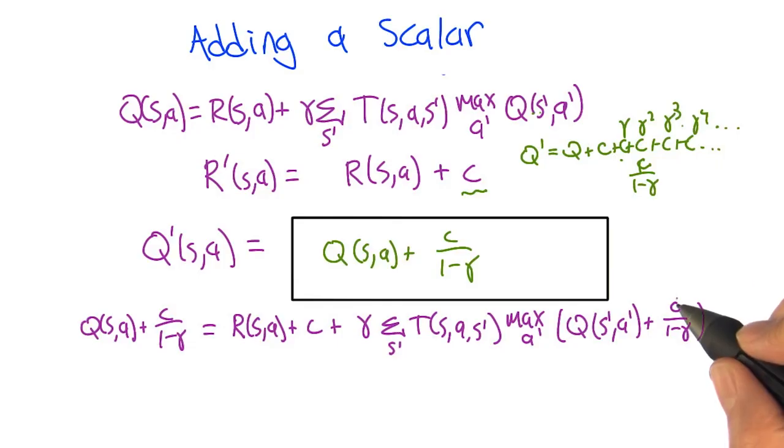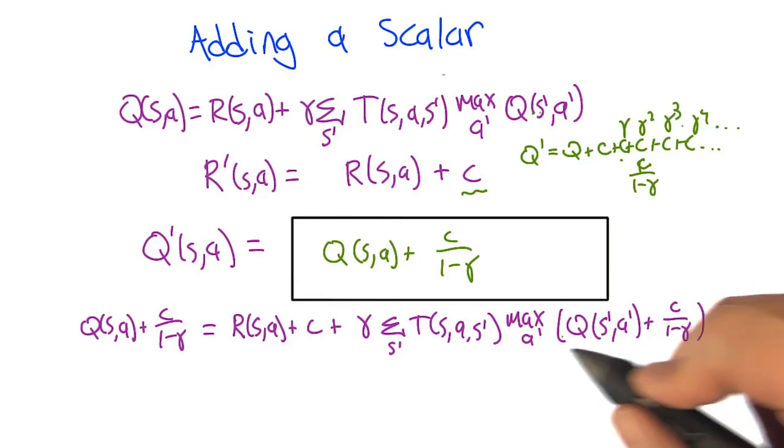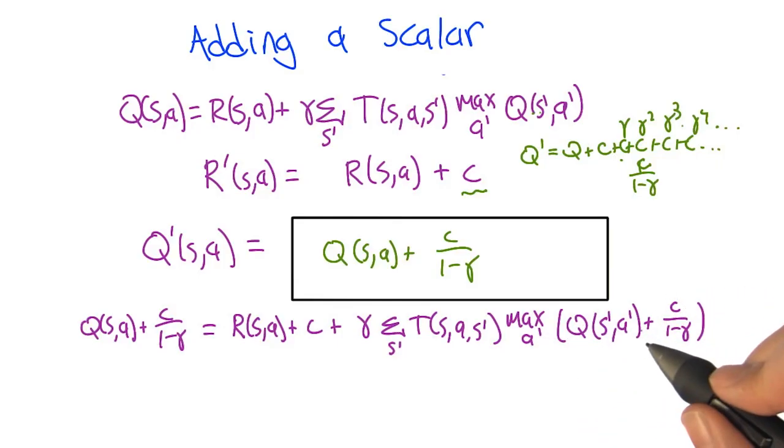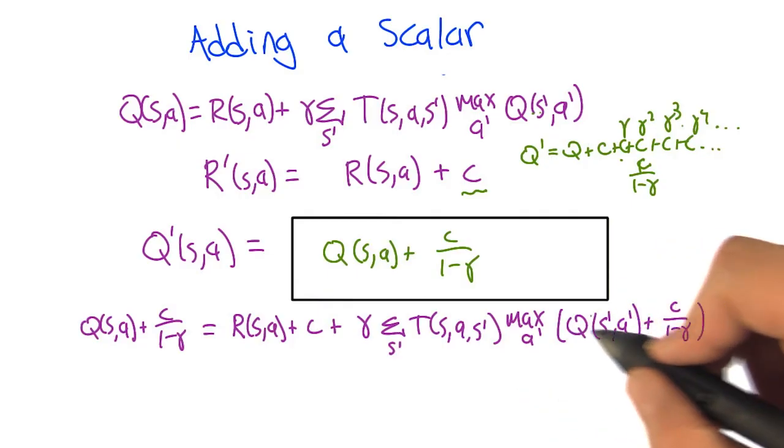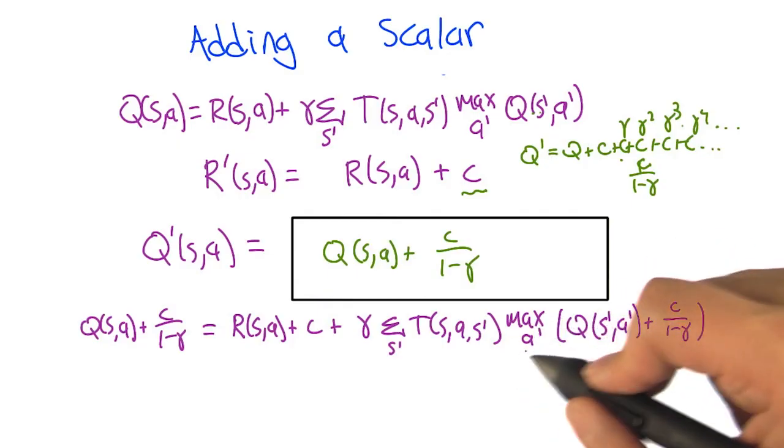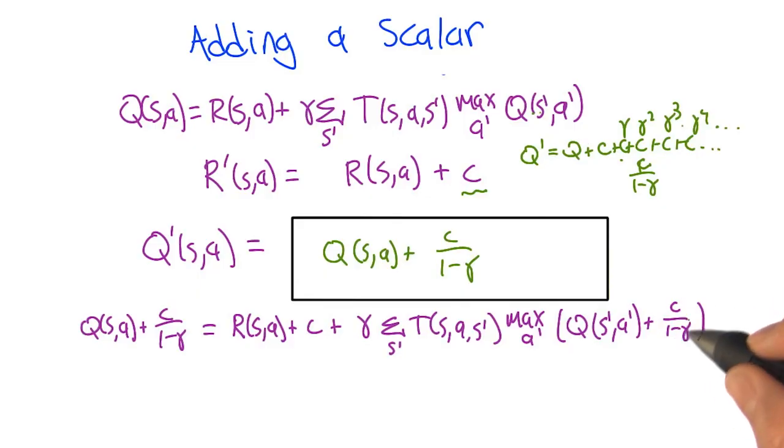Well, we have this C over 1 minus gamma inside the max getting added to this Q(S', A'). How does that influence the max? It doesn't affect it at all, so long as C is positive. Even if C is negative, actually, because it doesn't depend on A at all. It's a constant. So we're adding this constant to all the different pieces of the max. So the actual max that we get at the end of that is going to be whatever the max was before plus this same constant.